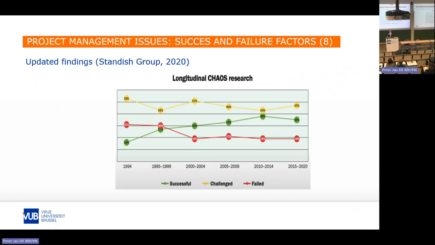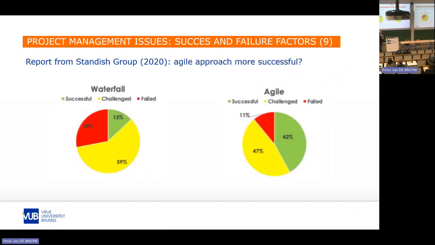So these numbers might still be a bit extreme in the sense that their definition is also very stringent, very strict. What's also interesting is that in the 2020 report, Jim Johnson asked himself, would there be any kind of difference depending on the approach that you take? You have the waterfall approach, which we just saw, this sequential way of working, and you have the agile one.